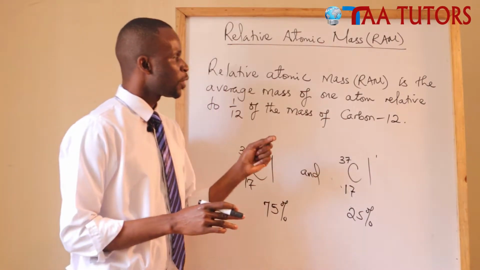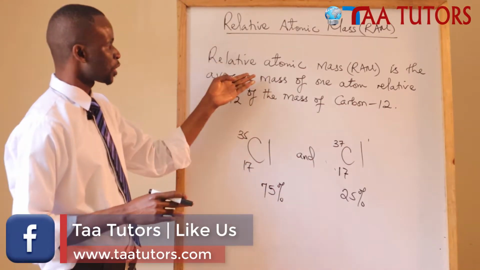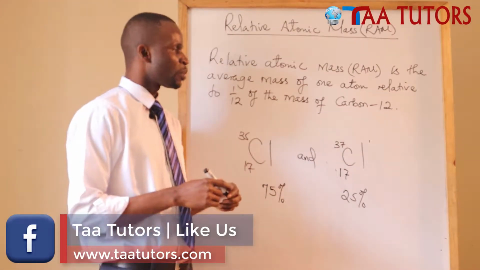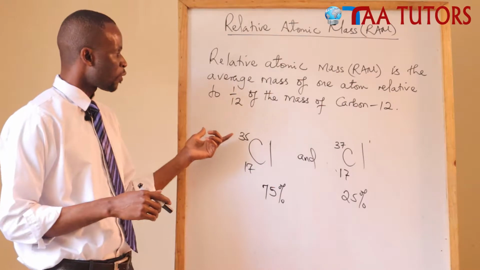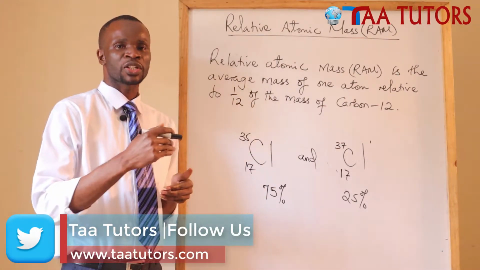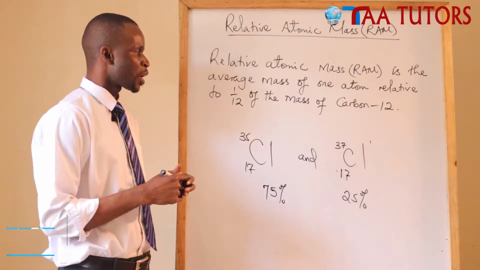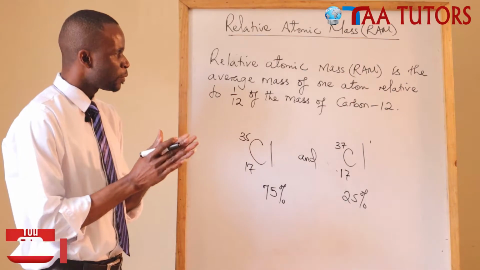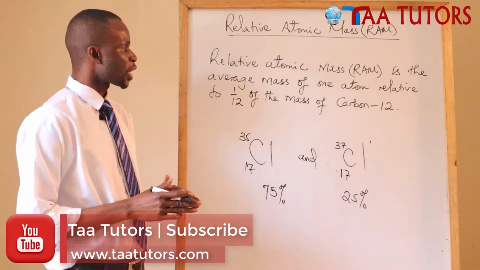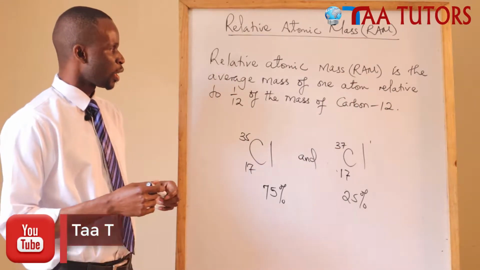So today we want to look at what is the relative atomic mass. We say relative atomic mass is the average mass of one atom relative to 1/12 of the mass of carbon-12. Carbon-12 has been used as the standard atom to measure the masses of these isotopes. So we give these masses relative to 1/12 of the mass of carbon-12.